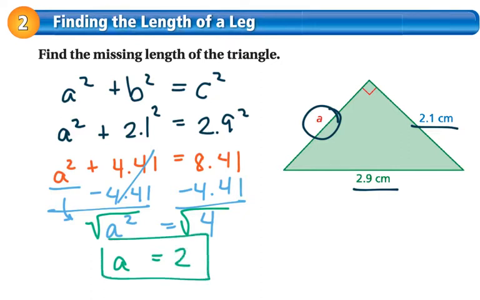Just keep in mind again that the hypotenuse must be the longest side. That was 2.9 centimeters. The other leg was 2.1 centimeters, and a turned out to be 2 centimeters, so that is still a true statement. But perhaps if you had finished and said, oh no, maybe a is actually 3 centimeters, that would be a big no-no, and you'd want to double check your work there.